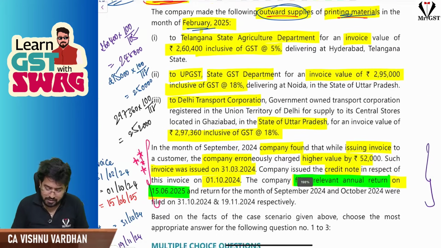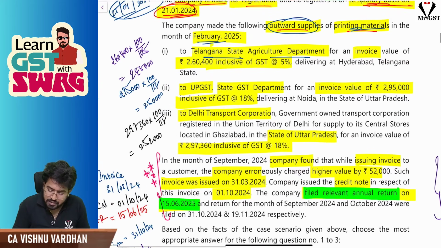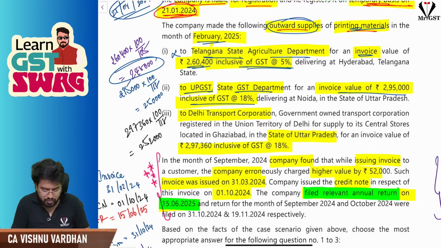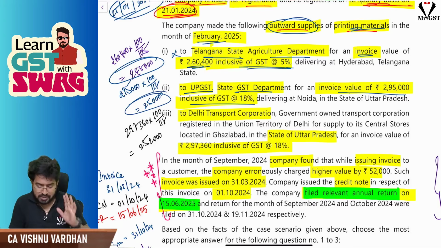Okay, right. Next, if you see, they have made outward supplies, printing materials, Feb month. Regarding TDS details, these are. To Telangana State Agriculture Department, invoices 2,60,000 including 5% GST. That will bring you value 2,48,000 invoice. So less than or equal to 2,50,000, no TDS. Only greater than 2,50,000, you know there is TDS. So here, no TDS. Next, to UP GST, State GST Department, invoice valuing 2,95,000 inclusive of GST. Again, 2,50,000 it is, equal to 2,50,000, TDS will not come into picture.